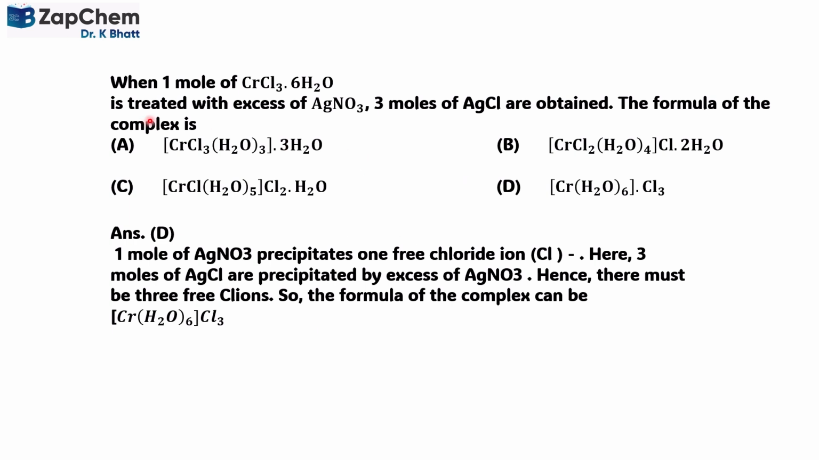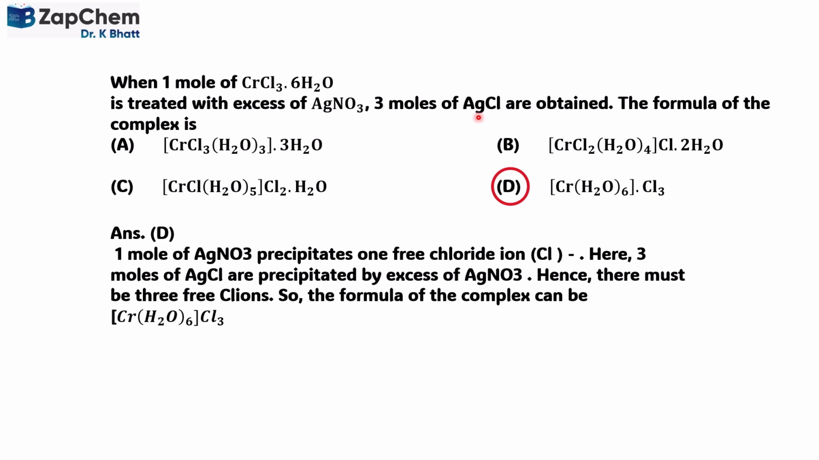Of course, the question is again very much concerning the reaction of treatment of excess silver nitrate. When 1 mole of CrCl3·6H2O is treated with excess of silver nitrate, 3 moles of silver chloride are obtained. Now we can definitely make out the formula of this compound, because 3 moles of silver chloride are obtained, and therefore the correct option should be D.